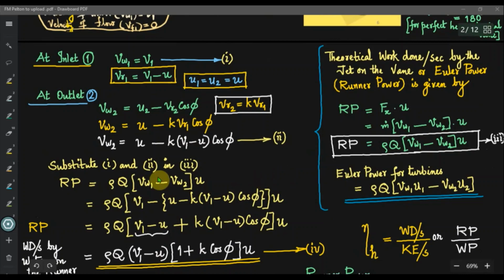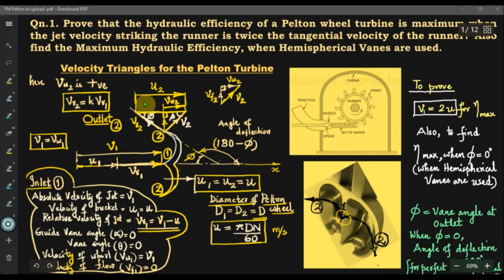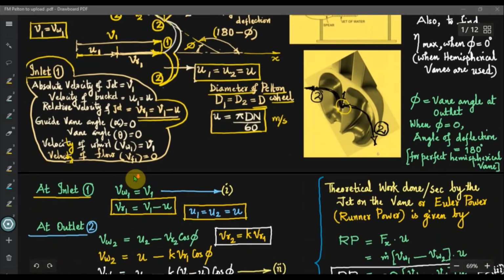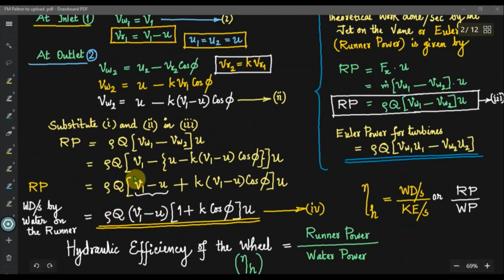For that purpose, let us consider the outlet velocity triangle. From the outlet velocity triangle, we have VW2 equal to U2 minus this distance. From the left side portion of the right triangle, the base distance is equal to VR2 cos phi. We are familiar with that relation already. So from the outlet triangle, VW2 is equal to U2 minus VR2 cos phi.